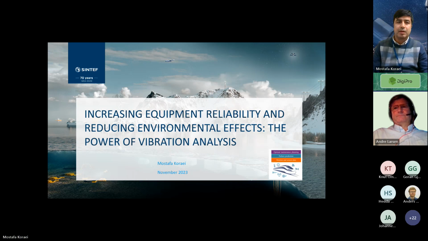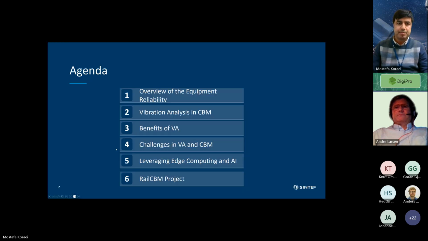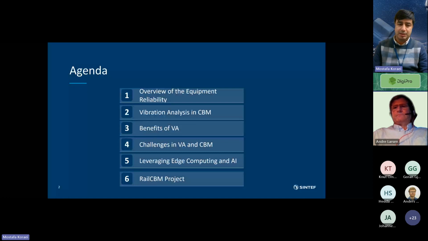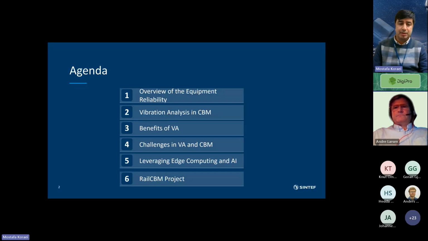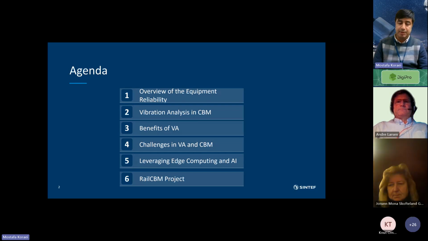I would like to start this presentation first with an overview of equipment reliability, and then an introduction about vibration analysis and CBM, the benefits of vibration analysis, and what challenges in vibration analysis we need to address, and leveraging edge computing and AI in solving those challenges. Finally, I will give some information about the project that we recently delivered to our customer, the Montana Rail CBM project.